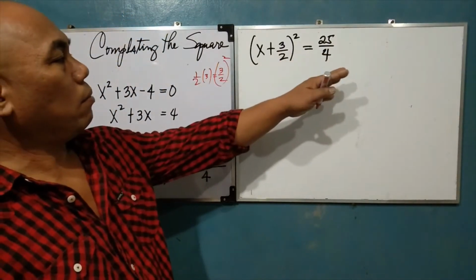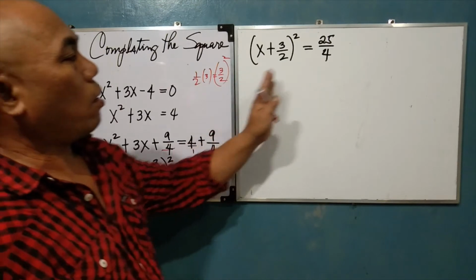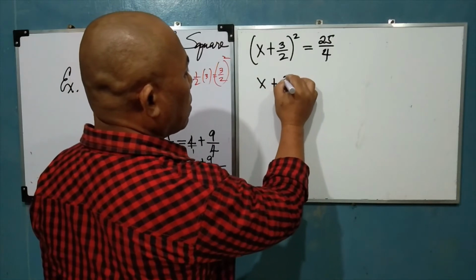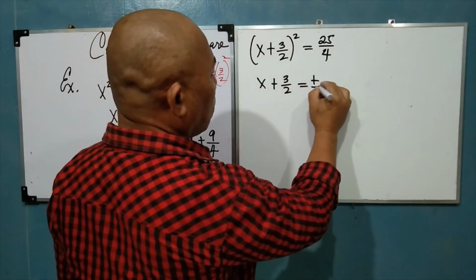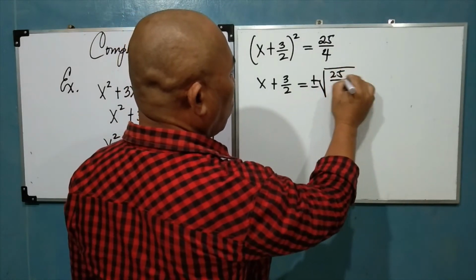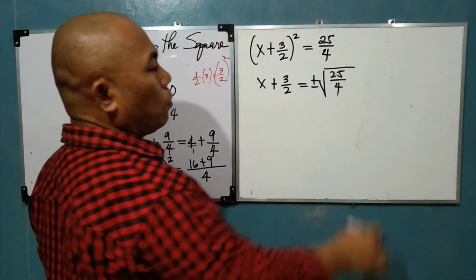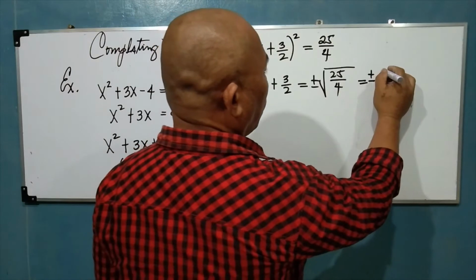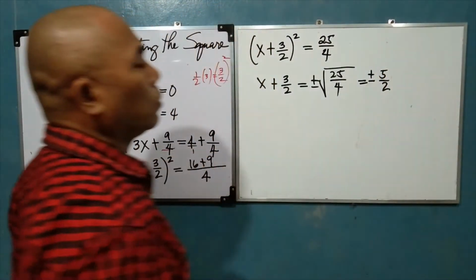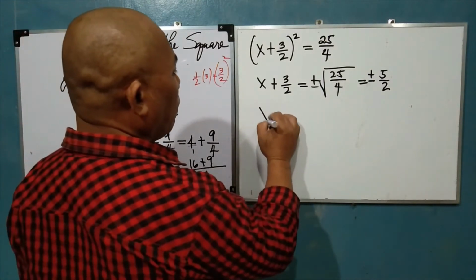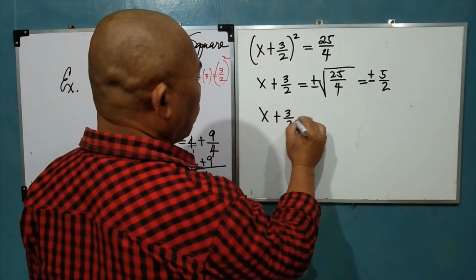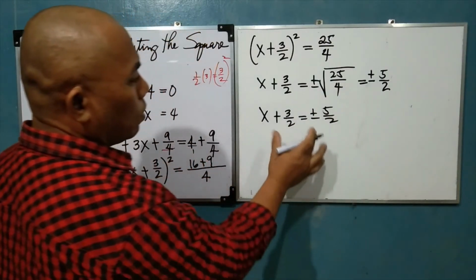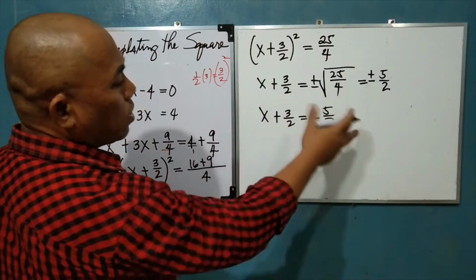This time you get the square root. So the next step is to get the square root in both sides of the equation. The square root of the left side is just equal to x plus 3 over 2. Then you have plus minus the square root of 25 over 4. And what is the square root of 25 over 4? That is just equal to plus minus 5 over 2. So you have x plus 3 over 2 equals plus minus 5 over 2. I'm just repeating this so you can easily see what's in both sides of the equation.